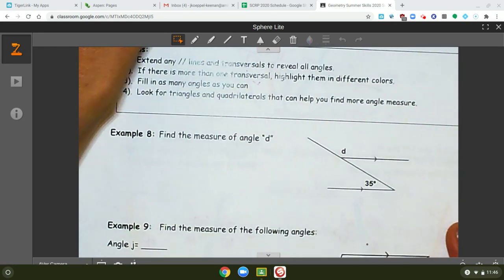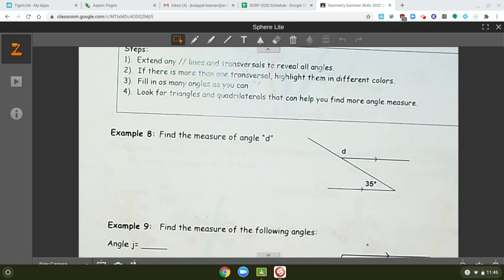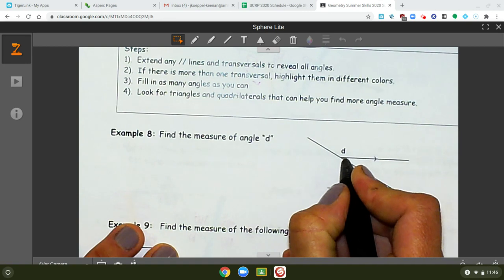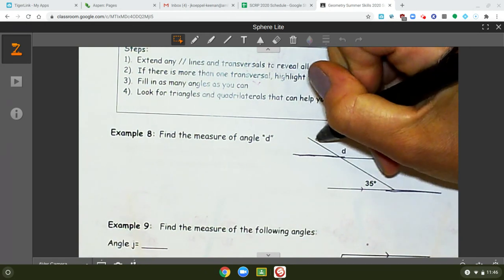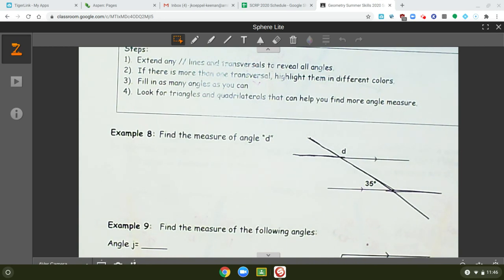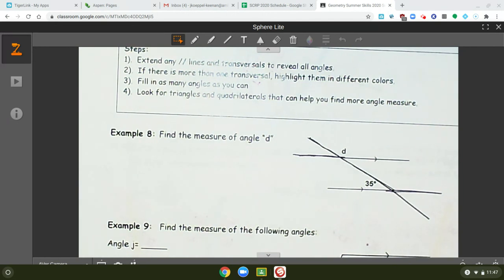So example number eight, find the measure of angle D. Oh boy, this looks a little unique. So remember, step number one, extend any parallel lines and transversals. I see that we have arrow and arrow, so these lines are parallel, so I can extend them. And extend your transversal. All right, so now all we have are two parallel lines cut by a single transversal, which is what we were practicing at the beginning of the lesson. So even though the picture looked complex, it turned out to be a pretty simple question.